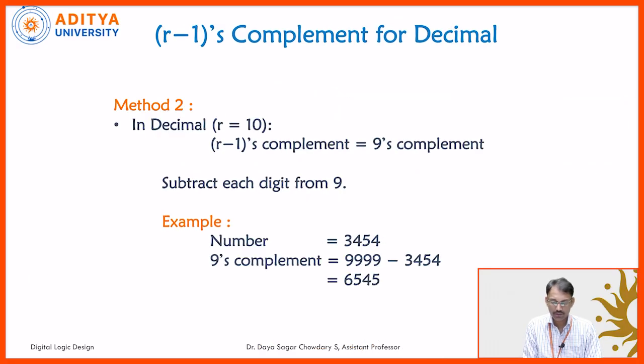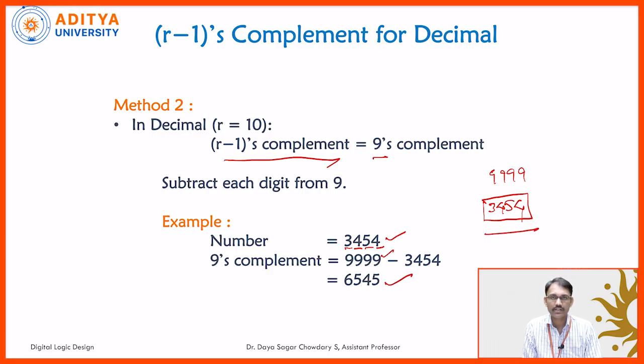And next, coming to the r minus 1's complement for decimal. This is method 2. Again we take the same r minus 1's complement. We take the given data, 3454. The digits are 1, 2, 3, 4, so it is a 4-digit representation. So we take the 9's complement number, that is 9999, because 3454 is a 4-digit representation. We simply subtract this number from the four 9s, and we get directly the r minus 1's complement result. So this is one technique, that is method 2.